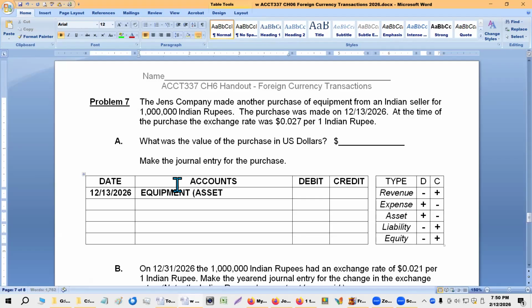It's an asset going up. We've got to figure out how much it is worth. It is 1 million.